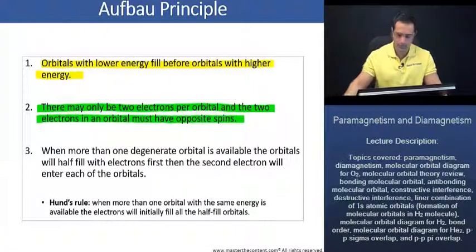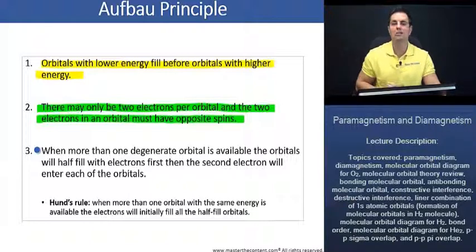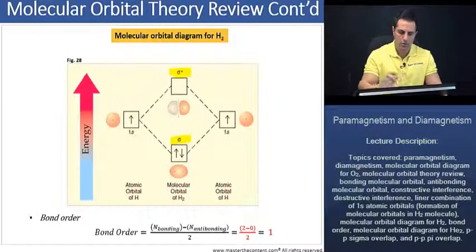Next, we see here, when more than one degenerate orbital is available, the orbitals will half fill with electrons first, then the second electron will enter each of the orbitals. And we'll see an example of degenerate orbital filling once we revisit that O2 molecule. But for now, let's just go back and take a look at the bond order for just a moment.